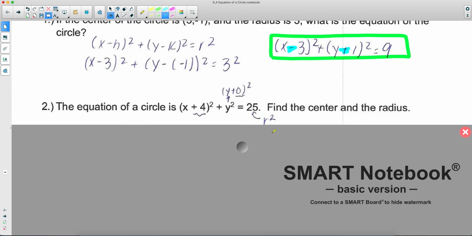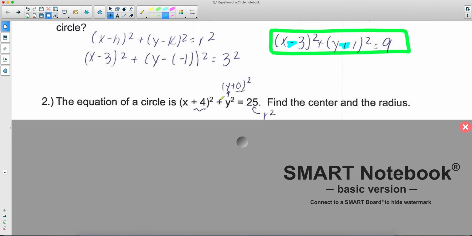Okay, so it says the equation of a circle is, and they give you the equation, x plus 4 squared plus y squared equals 25. Find the center and the radius. So the first thing that I always like to do is I know that this here represents r squared. So if r squared is 25, if I take the square root of 25, that'll give me my radius. All right, so I'll keep that in the back of my mind.